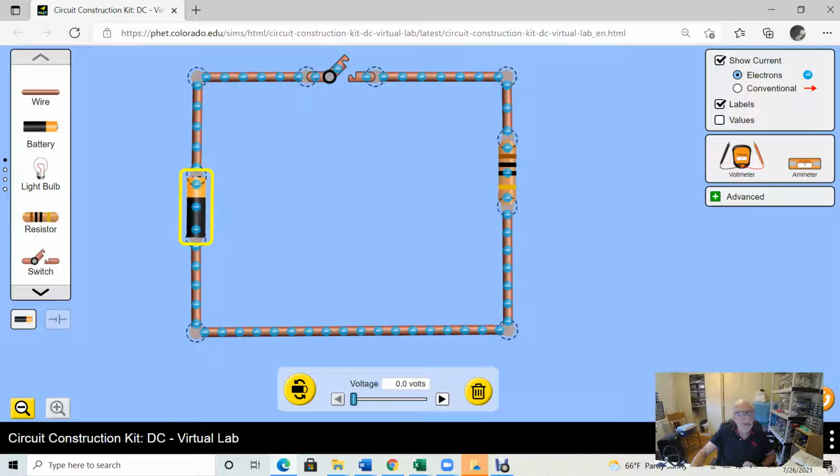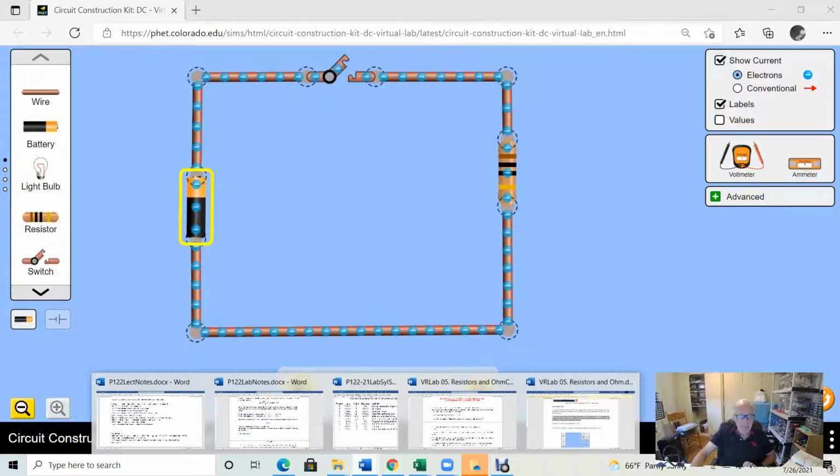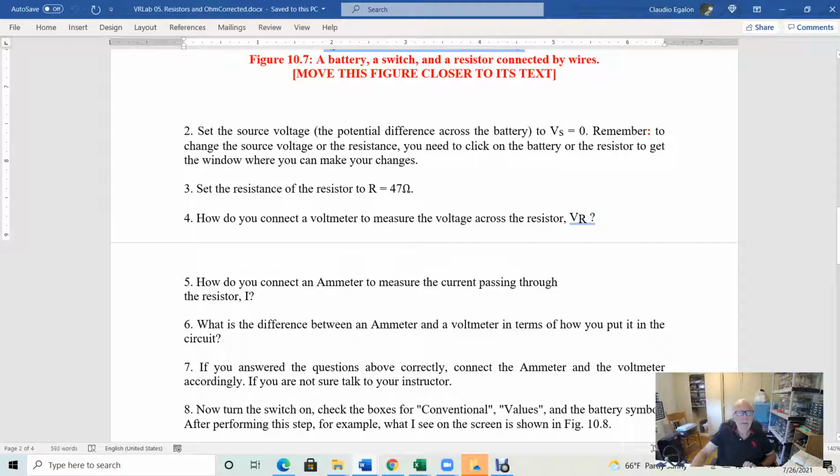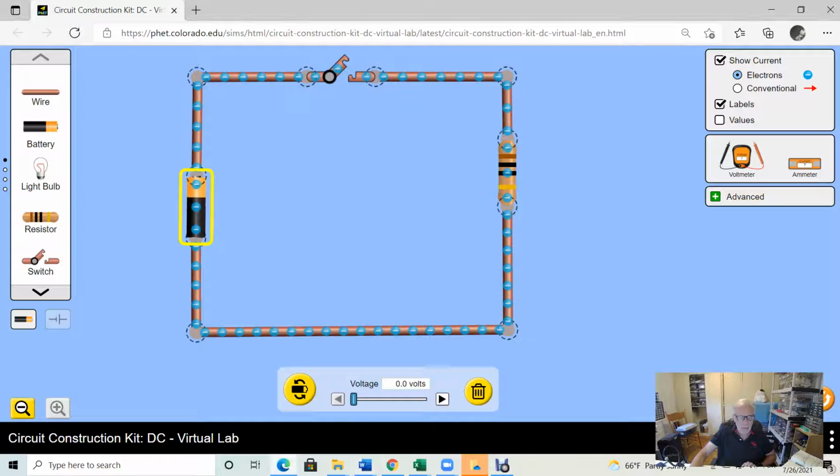Okay, so you double click here, and you can change the voltage. I'm gonna explain to you what this voltage is all about. Okay, here you go. Set the resistance of the resistor to 47 ohms. That's a relatively low resistance. So you double click here, 47.